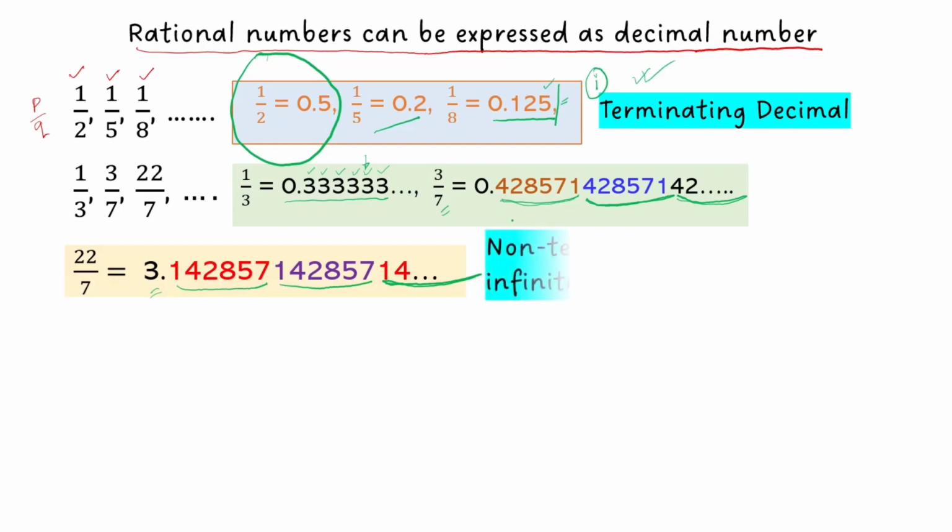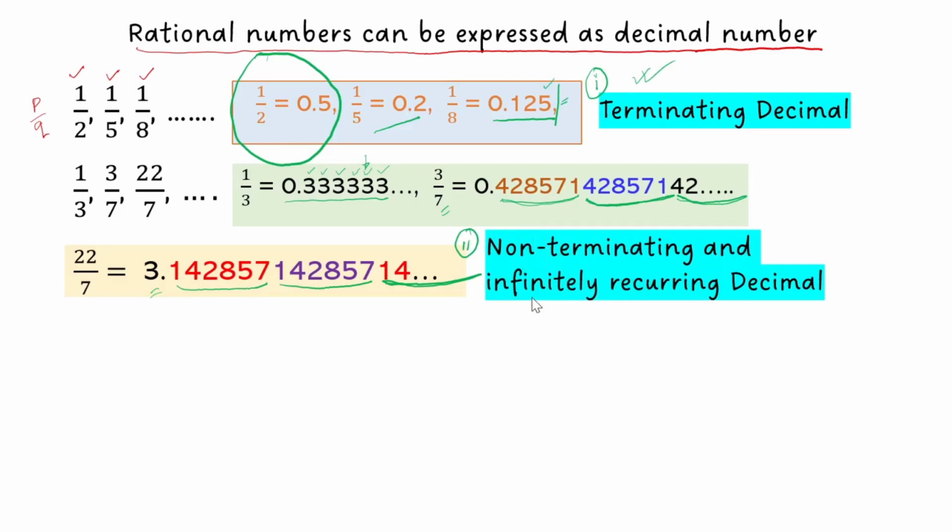Number two is non-terminating and infinitely recurring decimals. These two types of decimal numbers belong to the rational numbers. So they are rational in decimal form. Originally they are fractions, but in decimal form their characteristics are: one is terminating decimals and another is non-terminating and infinitely recurring decimals. But all decimal numbers are not rational.